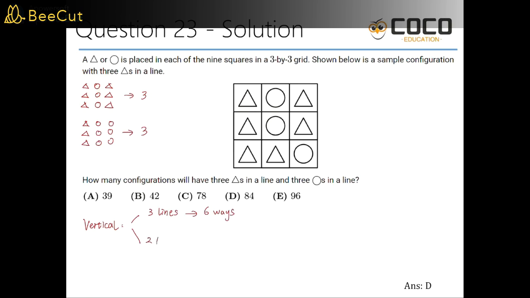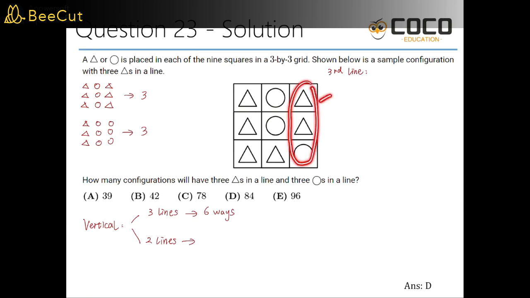Second case is you only have 2 lines where all 3 shapes are the same. The third line is a combination of these 2 shapes. So for these 2 lines, 1 line is triangle, 1 line is circles. Now for the third line, it's a combination of both.